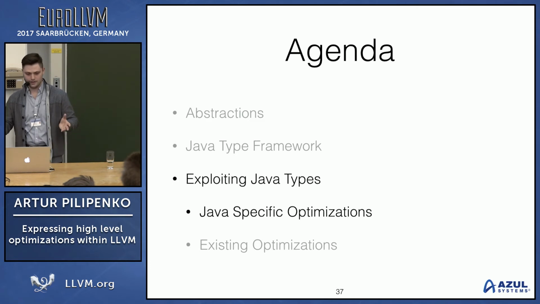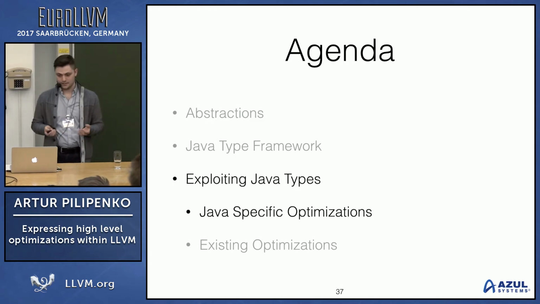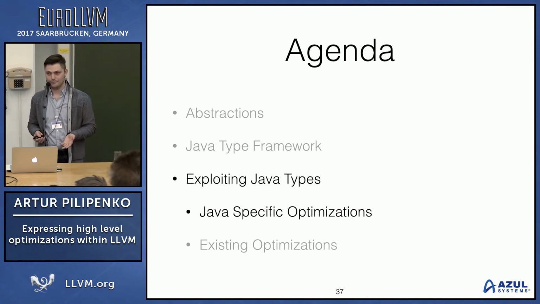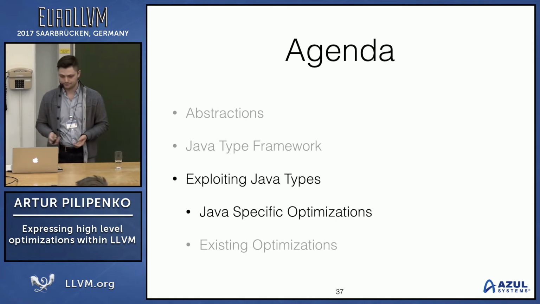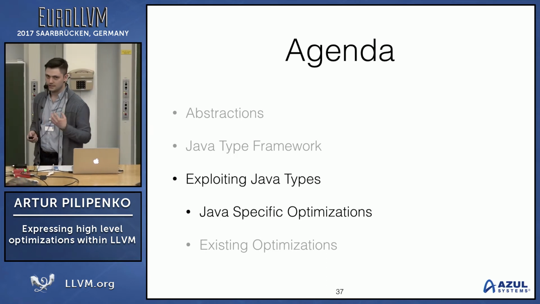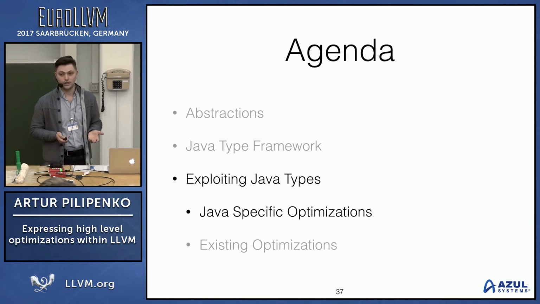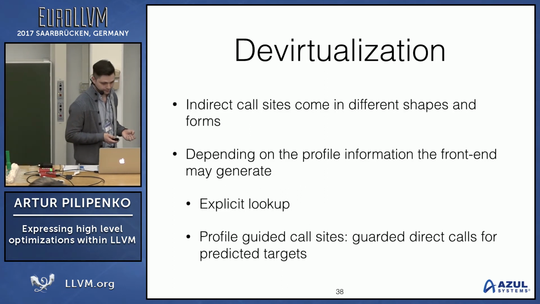So now we have the analysis, and now we have some type information. Let's look at the optimizations which can make use of the information we added. And let's start with Java-specific optimizations. I mentioned that devirtualization is a good motivational example, so let's take a look at how we devirtualize.